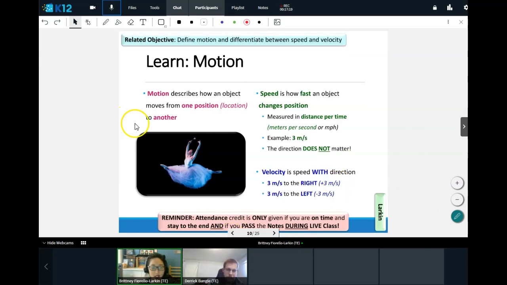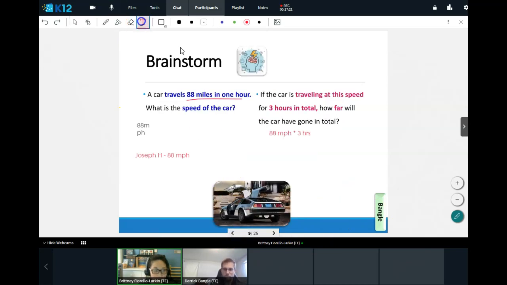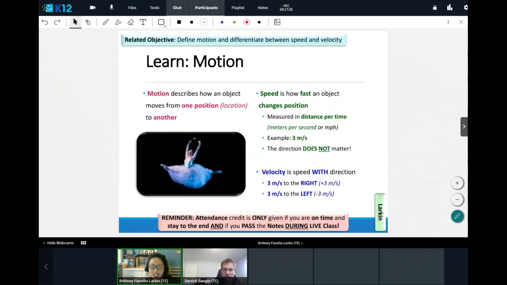All right, so let's go ahead and talk a little bit about that. Sorry, I didn't get the answer up here, so let me put the answer up here. This was 264 miles. Awesome. 264. All right, so let's go ahead and take a look here. Motion describes how an object moves from one position or location to another.